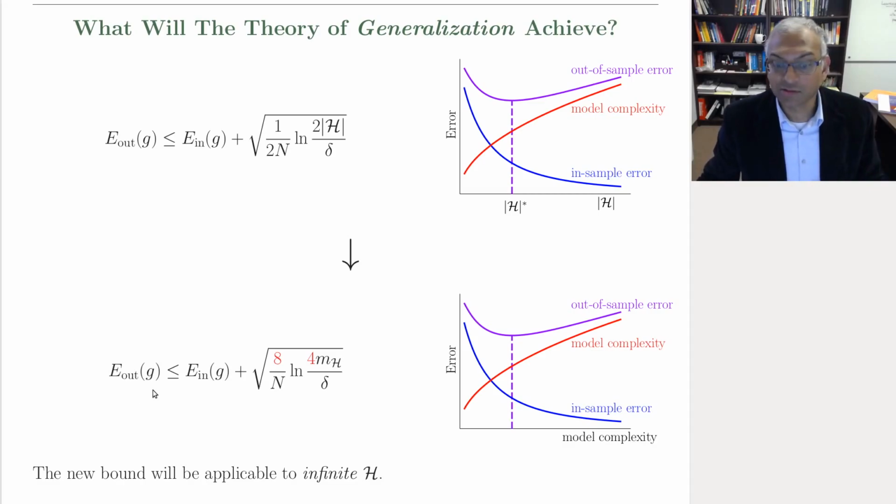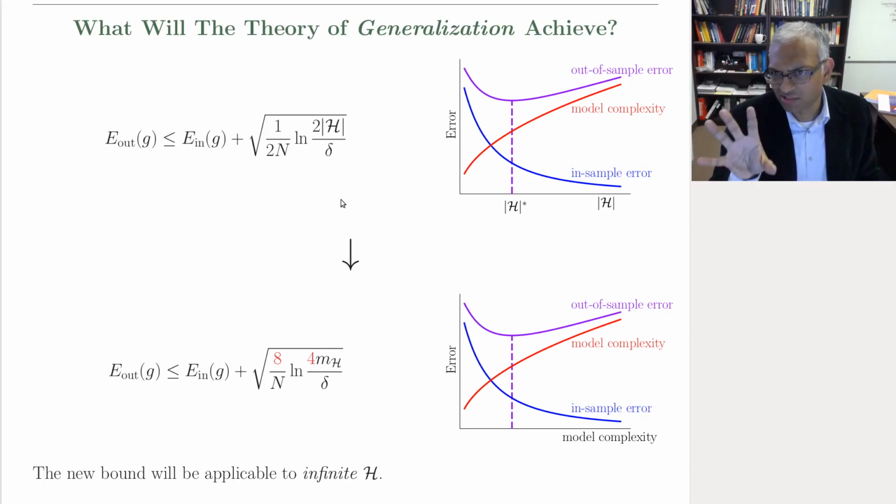So E out is linked to E in by an error bar. The error bar looks very similar to the error bar for finite hypothesis sets, which is the top row. There are some slight changes in constants: the 1/2 becomes 8 in bold here, and the 2 becomes 4. The main change is that we have to give up the notion of the size of the hypothesis set as a way to measure model complexity and replace it with something a bit more efficient, that estimates the true complexity of the hypothesis set more carefully.